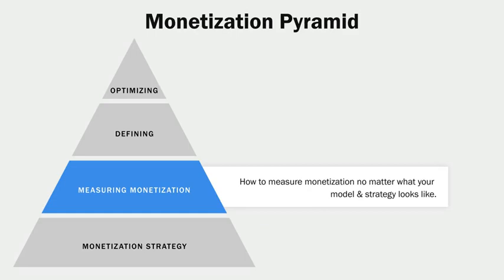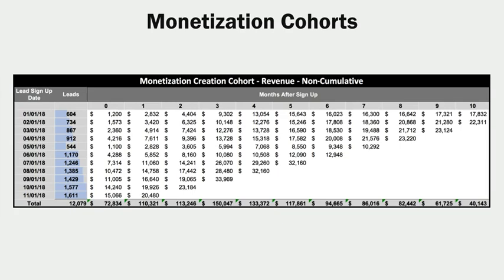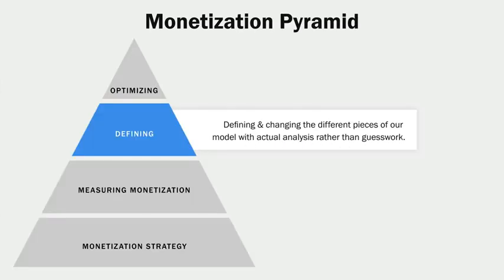Once we went through that, we moved on to the second layer of the monetization pyramid, measuring monetization. So how do we look at and measure monetization no matter what our model and strategy looks like? We talked through a number of different variations of monetization cohorts. We looked at revenue creation, payback period, revenue retention, and our 1-year average revenue per paying user, and how all of these different metrics tell us a lot more about how our model is influencing the different facets of acquisition and retention.